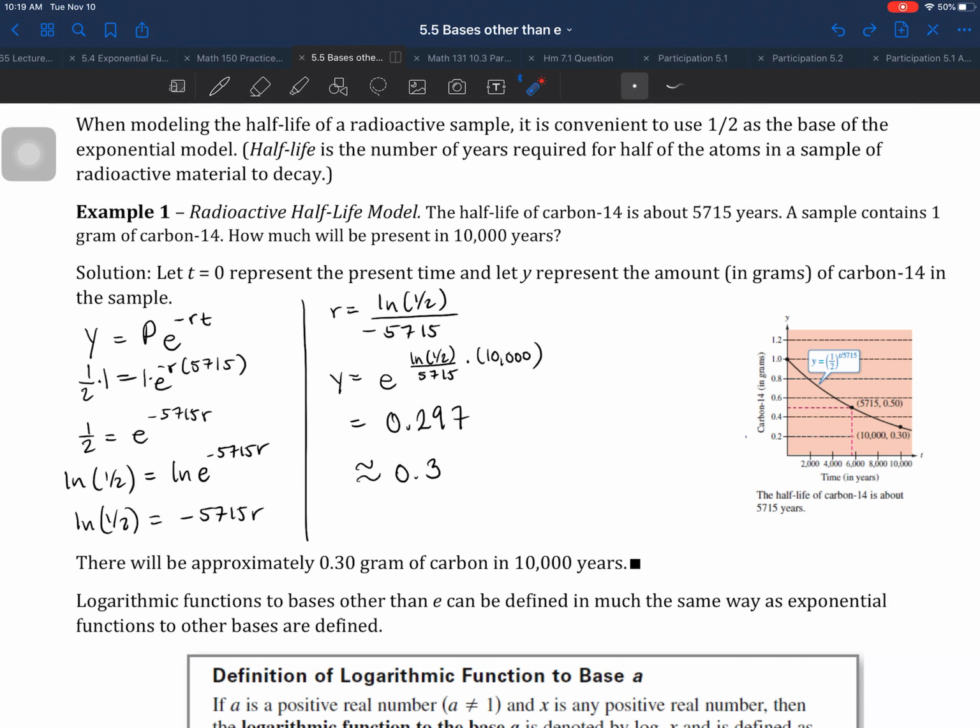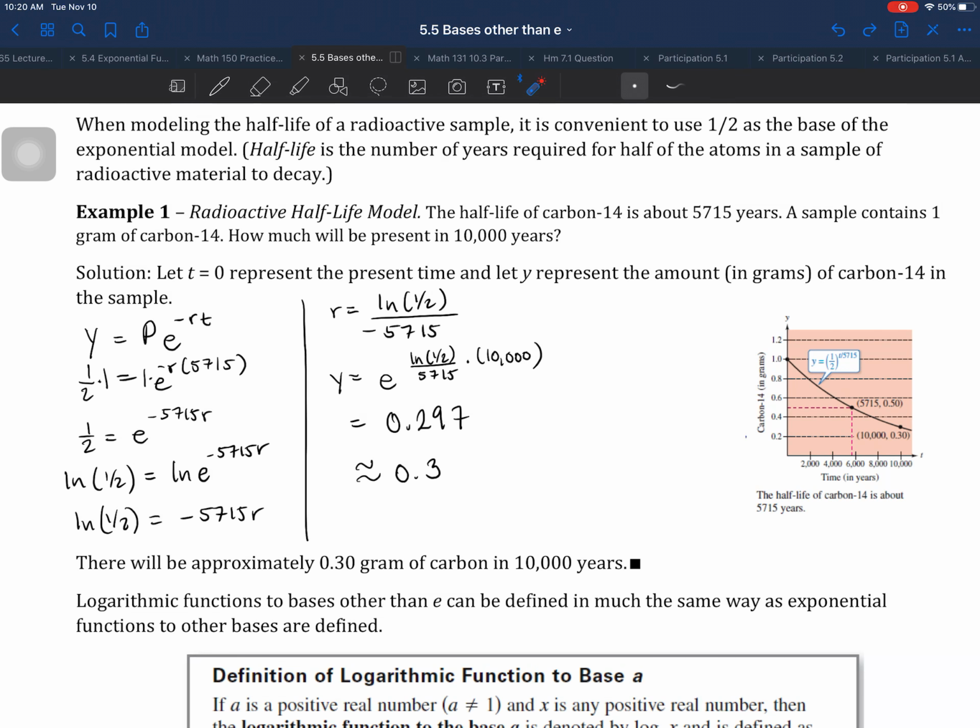So let's say you have a sample that contains 1 gram of carbon 14. How much will be present after 10,000 years? Now you might be thinking, wait, I can do this math, because if it takes 5,715 years to do a half-life, then 10,000 is just double that. Then it should just be 0. Well, it doesn't work like that, right? Because it's an exponential. This is a type of exponential problem. It actually is going to work in a different way.